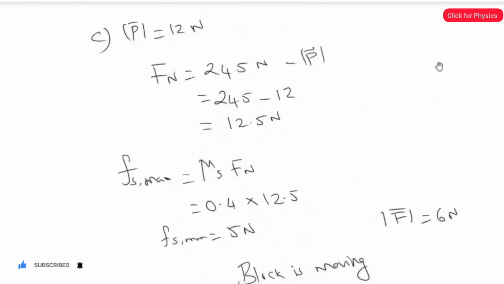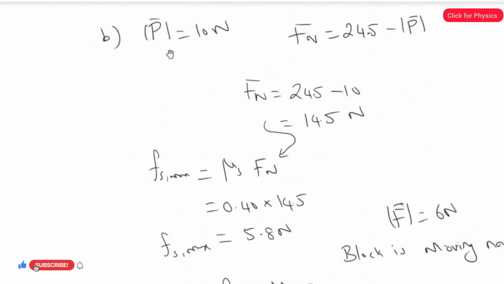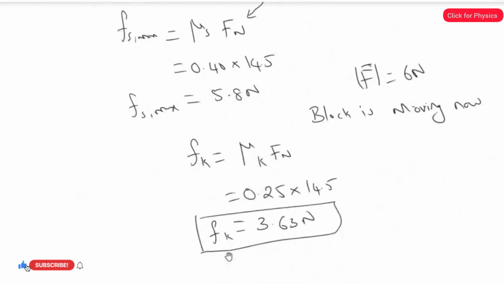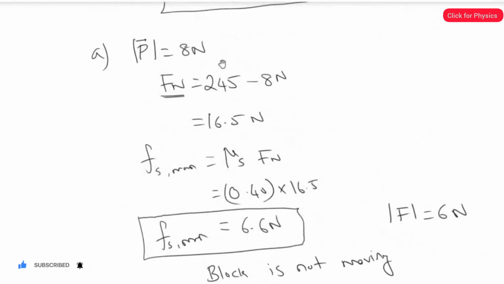Generally in this type of question, you have to find the maximum static friction value for every value of the P vector magnitude, and then compare that value with the horizontal applied force. If your applied force is greater than the maximum static friction, then the static friction is converted to kinetic friction. Otherwise, you leave it as it is. Clear? Here we have 3 different values of the P vector. We applied 8 Newton. In this case, in the first part, our static frictional force is greater than the applied force, so the block is not moving. If the block is not moving, you need not find the kinetic friction.